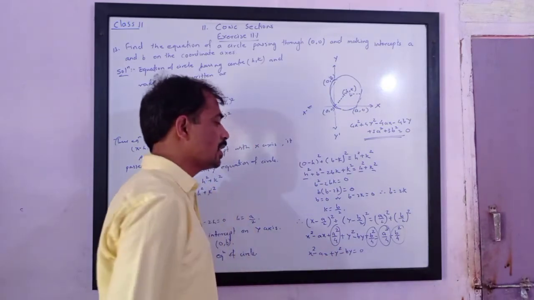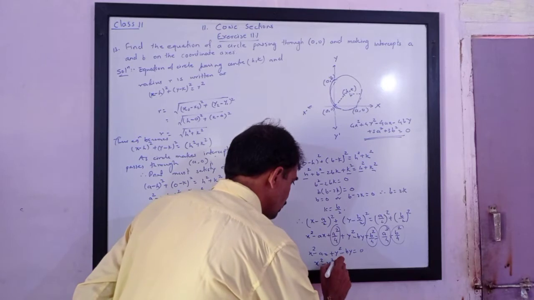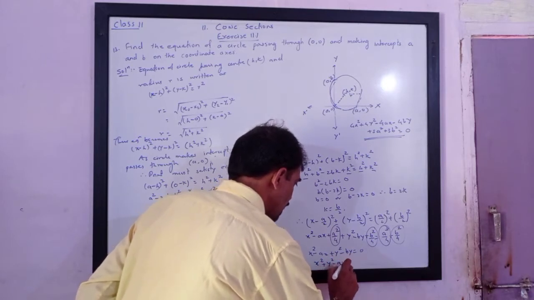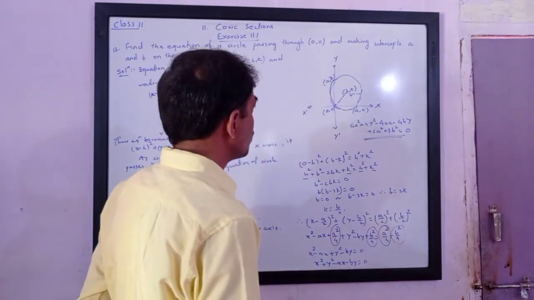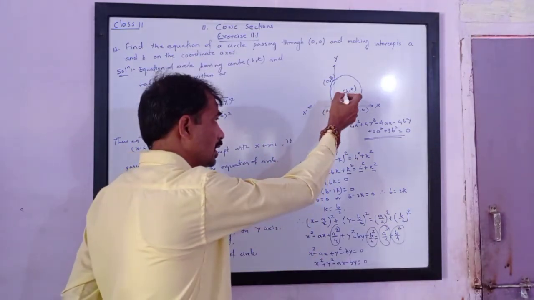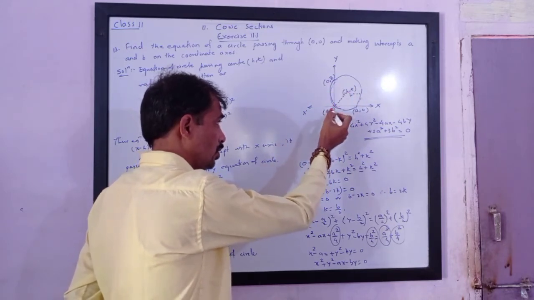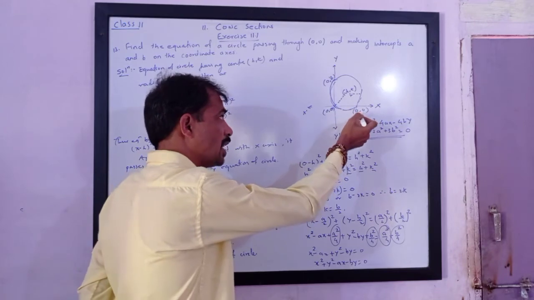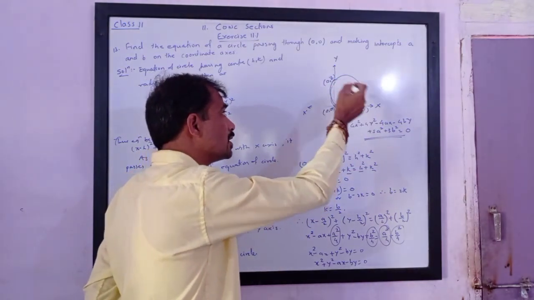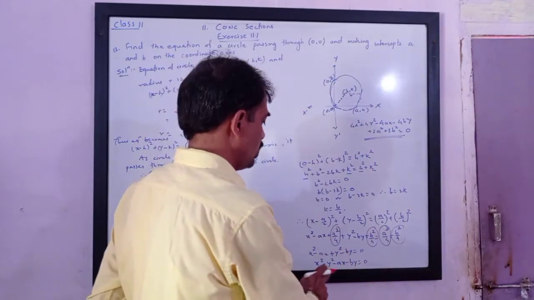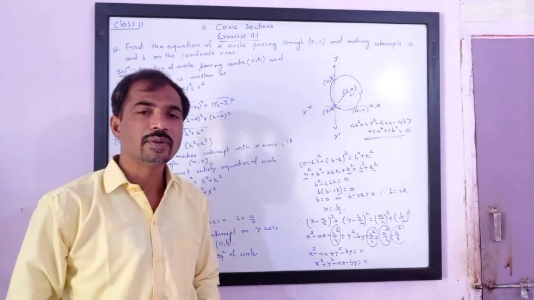So if you arrange in descending order of the powers, we will get x square plus y square minus ax minus by is equal to 0. This is the required equation of circle if it has a center h, k and it passes through 3 points, that is origin 0, 0, A, 0 means having x intercept as a, and 0, B means having y intercept as b. So equation of circle is x square plus y square minus ax minus by is equal to 0.